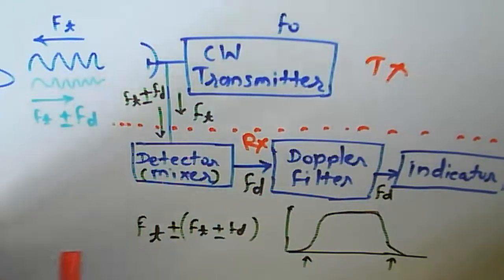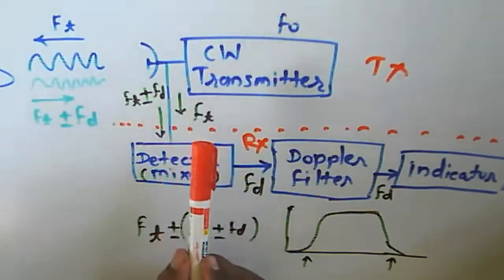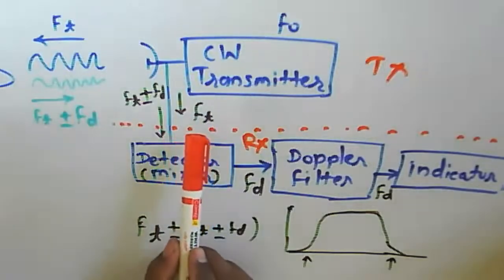So mostly, if we are using a long range CW radar, in that case the power transmitted by the transmitter will be very high.